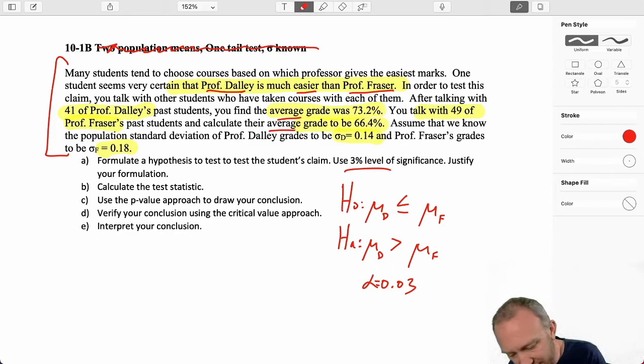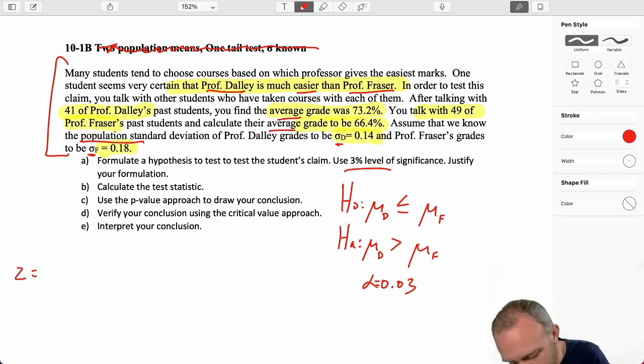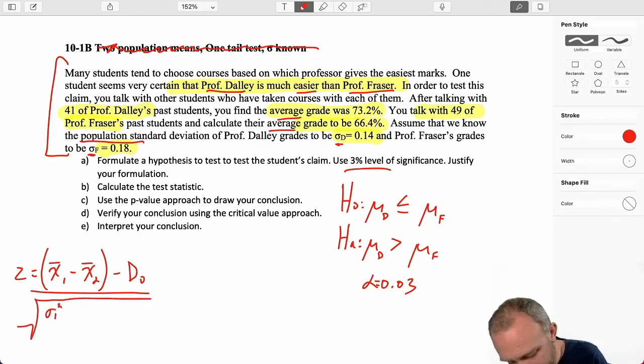So our test statistic, again, we have sigmas. It tells us population standard deviation. So I know I'm doing a Z test because I know I'm working with the population standard deviation. And so our formula: X bar 1, X bar 2, that hypothesized difference, and our standard error.